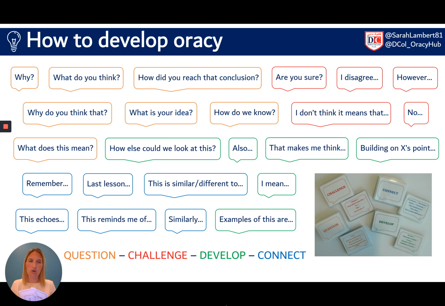And it doesn't take the older students long. They then make games out of it. How many of these can they play in a lesson? And if all they ever do is challenge or question people, then I give them the slightly more collaborative develop and connect cards. So it can be quite fun, and you can do that at any age, but just giving them the scaffold, which obviously you can then gradually withdraw.